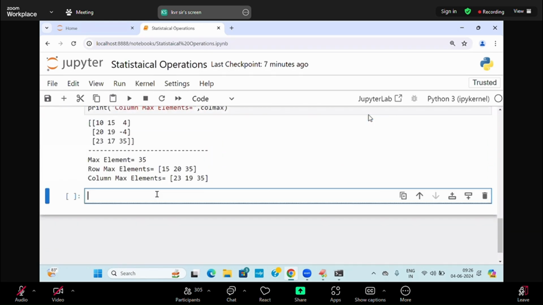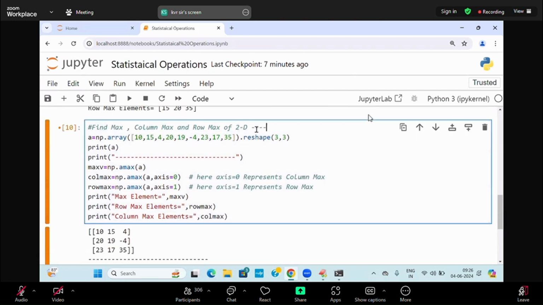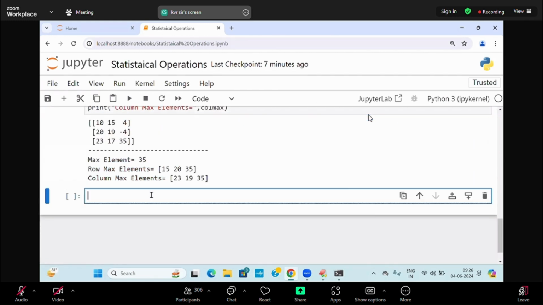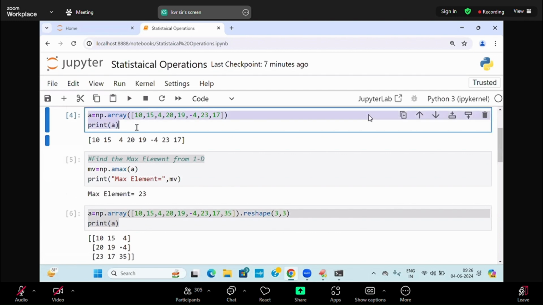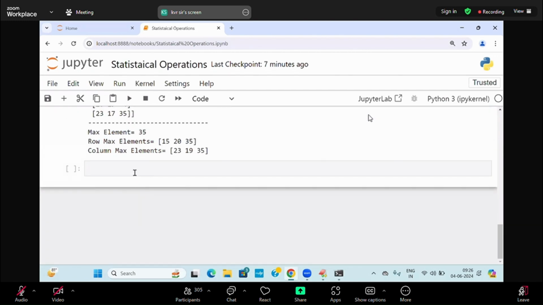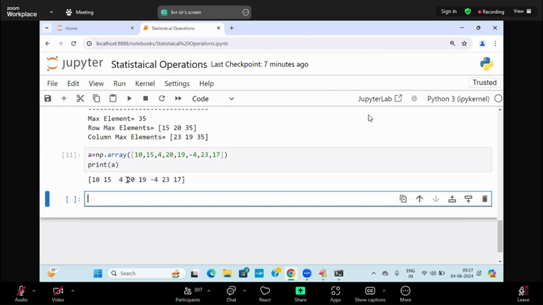Next, I want to move further. This is related to which function? np.amax. In the same way I will apply amin also. First I will tell you for 1D, later you go for other things. Take the same example.